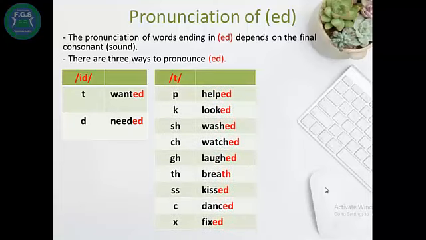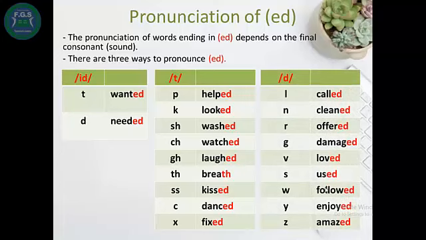We pronounce the ed like a t sound when the verb ends with the consonant sounds p, k, sh, ch, f, th, s, x, like helped, looked, washed, watched, laughed, breathed, kissed, danced, fixed.